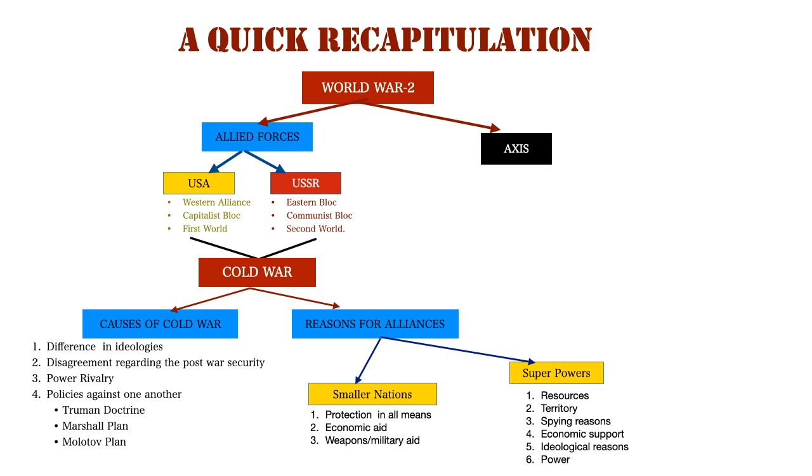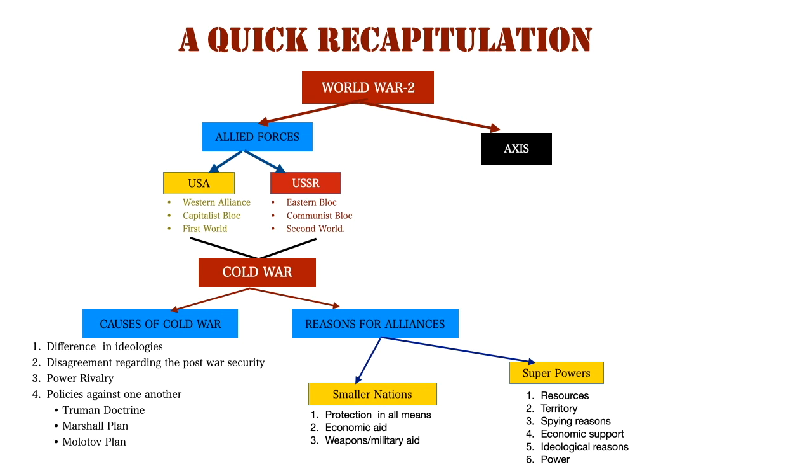We then learned about the various differences and competition between these two superpowers, especially in their ideology, which led to the Cold War and the formation of alliances, or rather the causes of the Cold War. Now, the US held the ideology of democracy and capitalism, and the USSR communist and socialist. Because of the differences in ideology, they had different views on the post-war security.